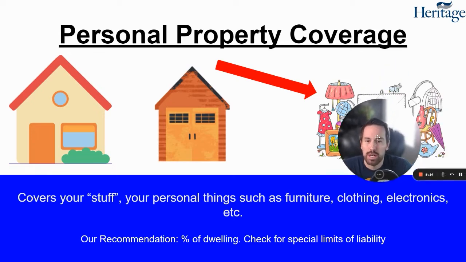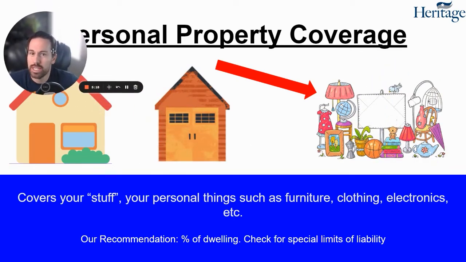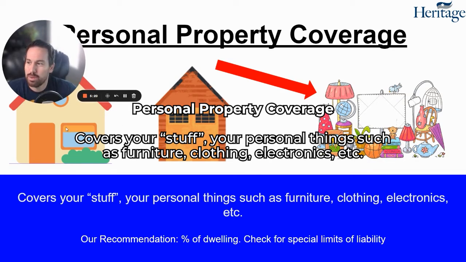So let's move on here. Again, I'll move myself over here. We are talking about personal property coverage. So we talked about the dwelling over here, other structures over here. Now personal property. This is all of your stuff, all of your personal things that live inside your house, such as furniture, clothing, electronics, things to that nature. That's what personal property coverage covers.